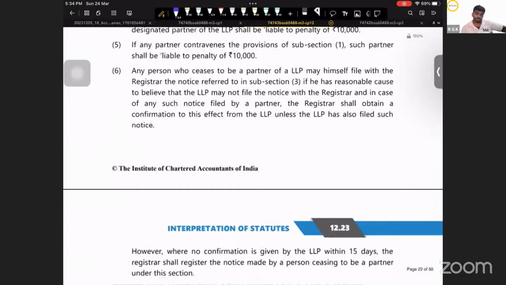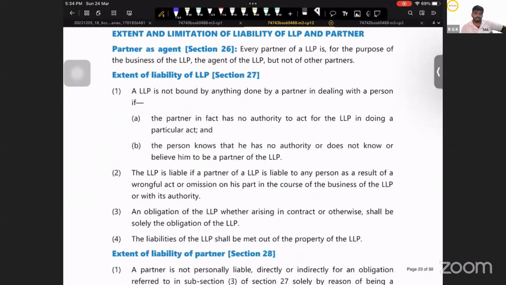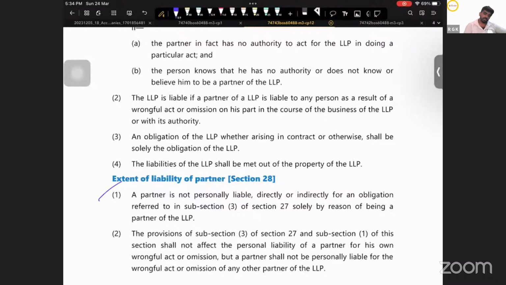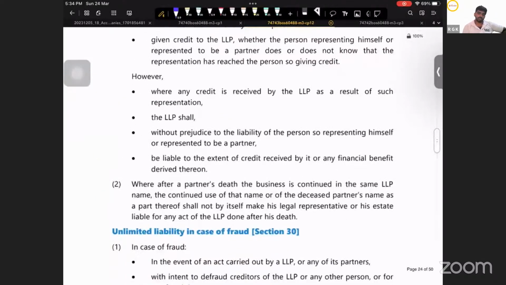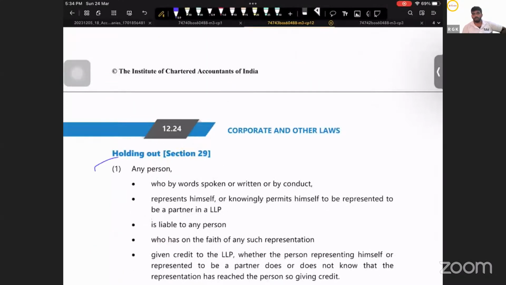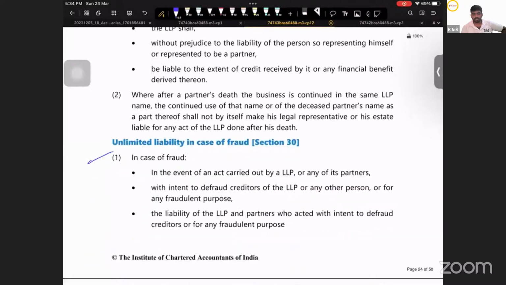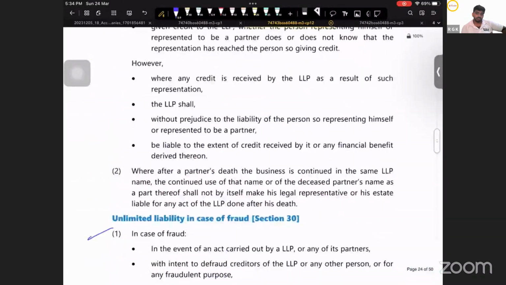Next important section to be kept in mind. Liabilities. Extent of liability of LLP, extent of liability of partner, liability in case of fraud. These are important. Unlimited liability in case of fraud and holding out. These four important sections are there, can be tested easily in the examination. What do they say?